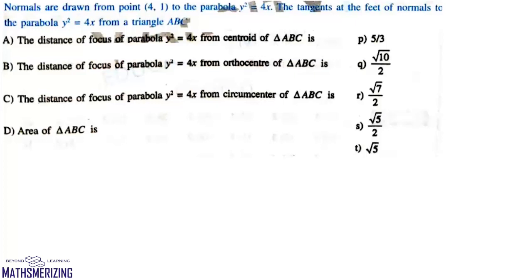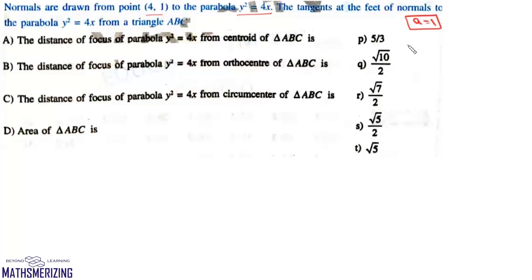Now here the question is, normals are drawn from point (4, 1) to the parabola y squared equals 4x. The tangents at the feet of the normals to the parabola y squared equals 4x form a triangle ABC. So first we'll find the equation of the normal. For this parabola, the value of a is 1. So we'll write the equation of the normal in parametric form.